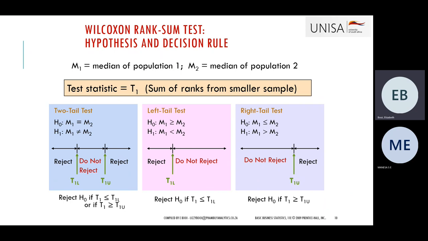Then you will need to go to the table to find the critical values. On the hypothesis testing, when it is a two-sided or two-tailed test, it means there are two regions of rejection. So you're going to find the upper T1 critical value and the lower T1 critical value. There will be two critical values on the table, and we'll look at the table so that you can see the values that I am referring to.